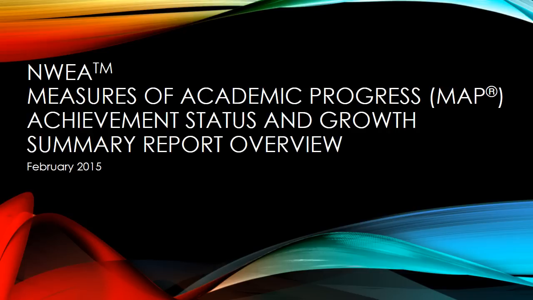Hello. Today we are going to review one of the reports in the Measures of Academic Progress, or MAP, system. Specifically, we will be looking at the Achievement Status and Growth Summary Report. One of the purposes for the district in purchasing the MAP program is for teachers and administrators to have the ability to monitor student academic growth more closely over time.